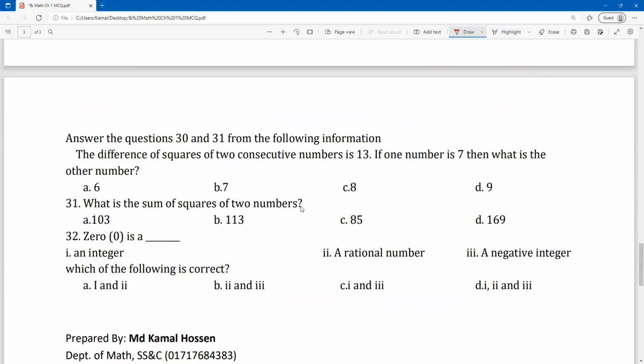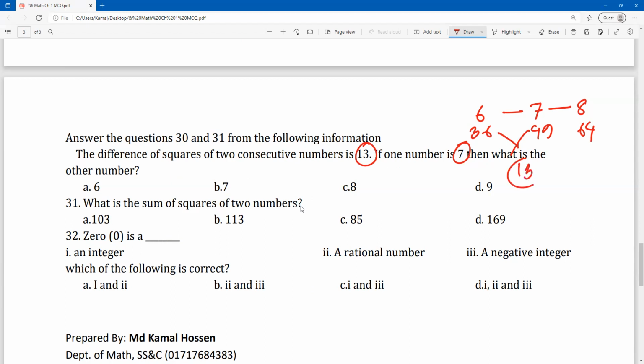Answer questions 30 and 31 from the following information. The difference of the squares of two consecutive numbers is 13. If the first number is 7, what is the other number? One number is 7. Another number may be 8 or 6. There is 36, this is 49, this is 64. Now identify whose difference is 13. 49 minus 36, the difference is 13. Here the difference is 64 minus 49, which is 15. So according to the question, the difference of the squares of two consecutive numbers is 13. So if one number is 7, the other number is 6.